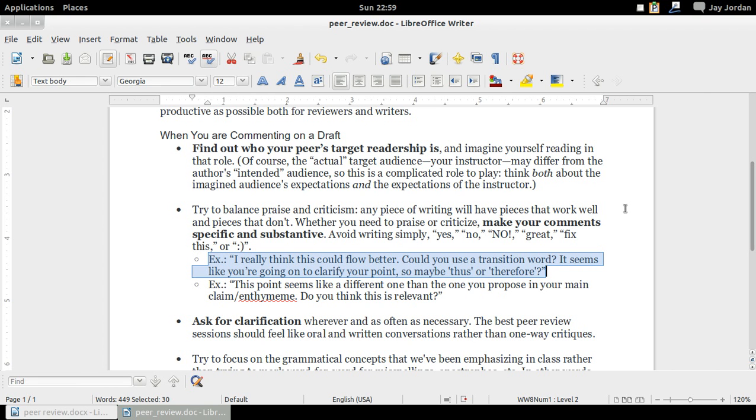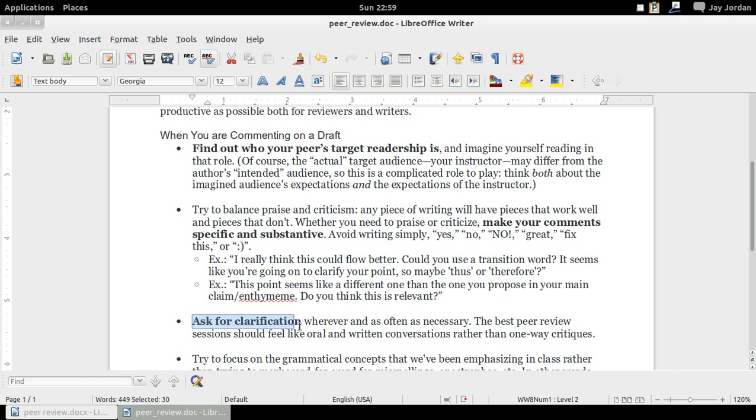So, provide some specific suggestions. Don't just leave it at fix this, right? Or what a lot of teachers sometimes do is just write awkward in the margin, and that's just not helpful. So don't do what those teachers do, okay?